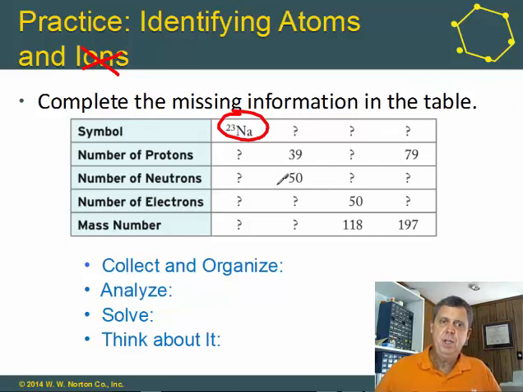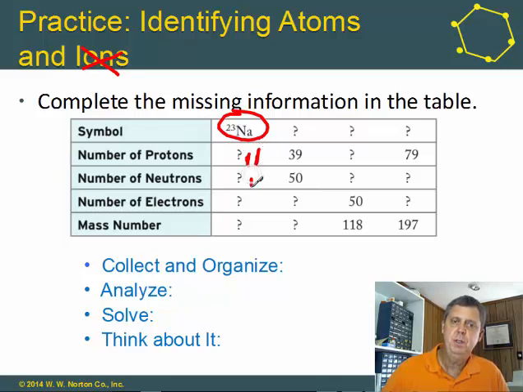So number of protons, look up a sodium atom. Actually, you could do this first yourself. Fill this in, pause the video, and then come back. It'll be a good idea for you. Now that you've done that, the number of protons, of course, should be 11 here. Number of neutrons, well, 23 minus 11 gives us 12. Number of electrons is neutral, so it should be the same as protons, so 11. Mass number is actually up here already. It's the sum of protons and neutrons, so it's 23.